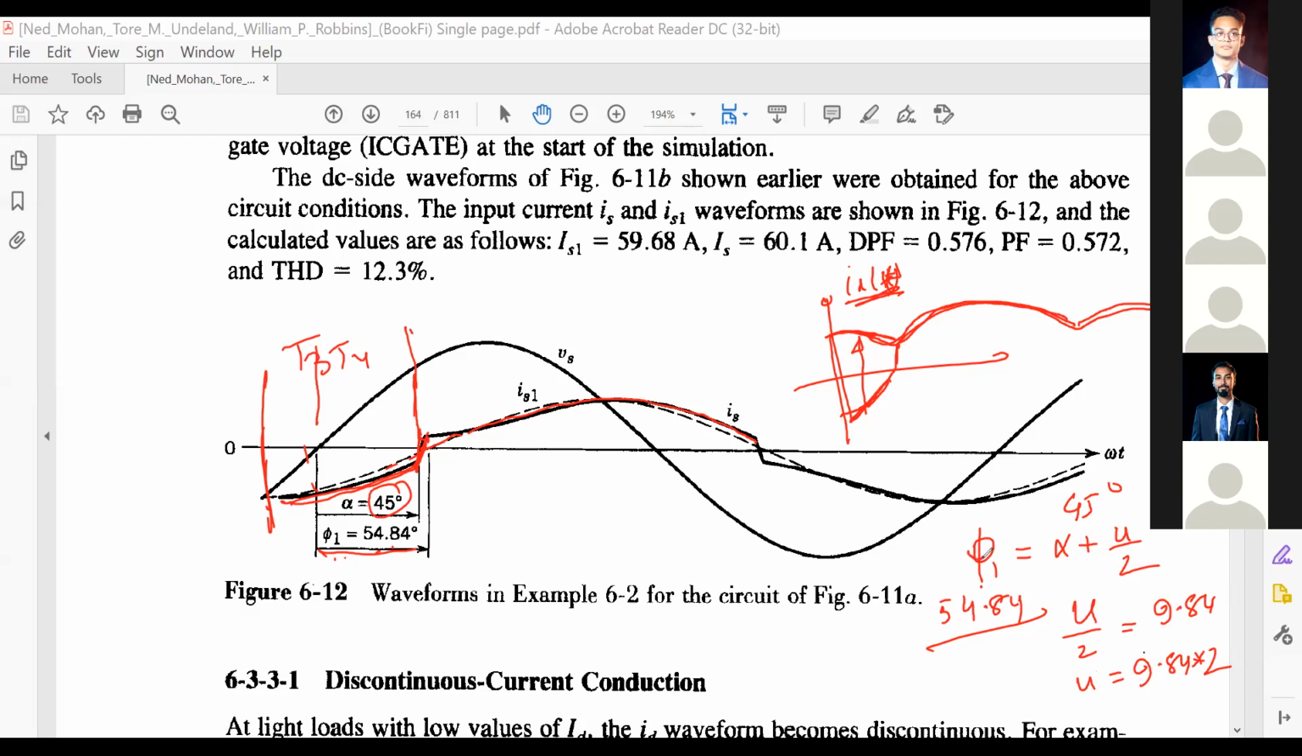We have already learned that the displacement angle is alpha U by 2, and that displacement angle by simulation they have found 54.84. So you put it here, and you know alpha equal to 45 degree. Then from that one, can you find out U? Yes, sir. Okay. So if these are very easy stuff, you just go through it and you will understand this.